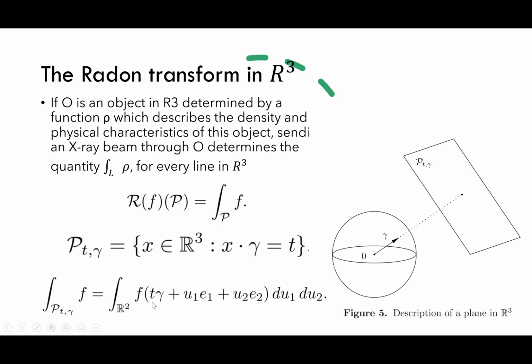If we incorporate this, the integral of f over this plane will be equal to integrating f of t gamma plus u1 e1 plus u2 e2, because this is our u, with respect to u1 and u2. Another thing here is that this definition is independent of our choice of vectors e1 and e2.